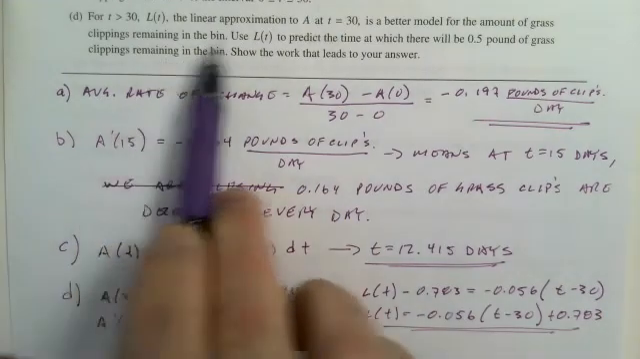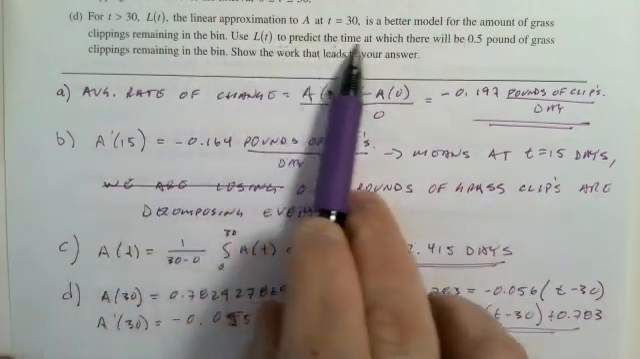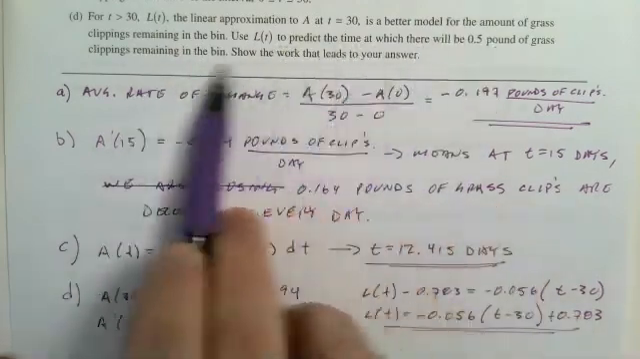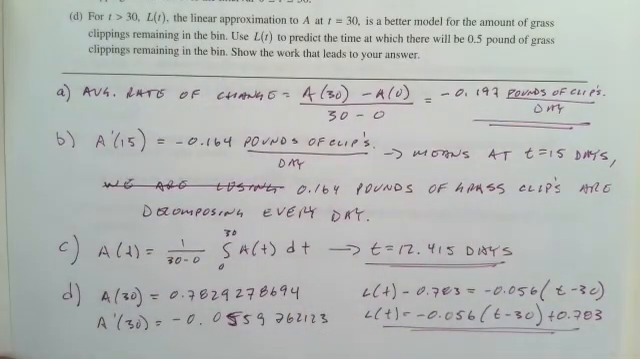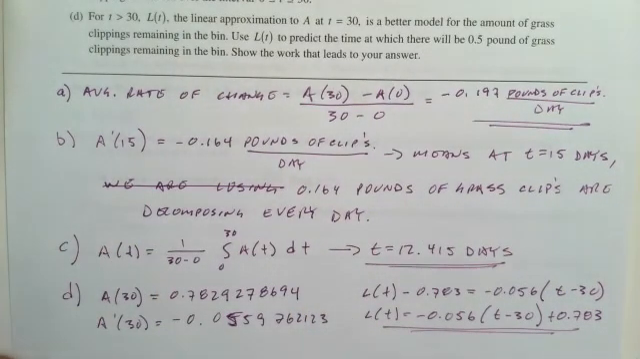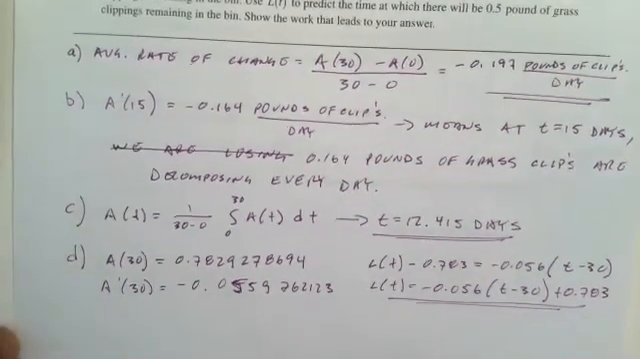They wanted better model, use L of t to predict time which are observed, show the work that leads to your answer. No, it doesn't say that. I'm going to try and use this, see what I get, because I got a very slightly different answer. So what did they want to know? It would be 0.5. So I put 0.5 in here. I put this equation in. I set them equal. I find where they equal. Or you can just do the math here.